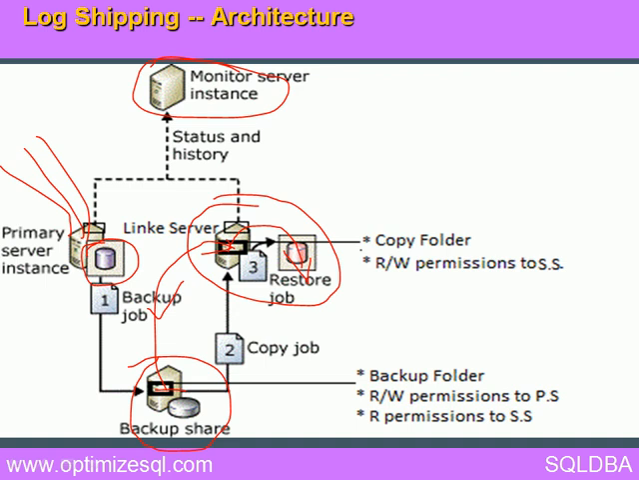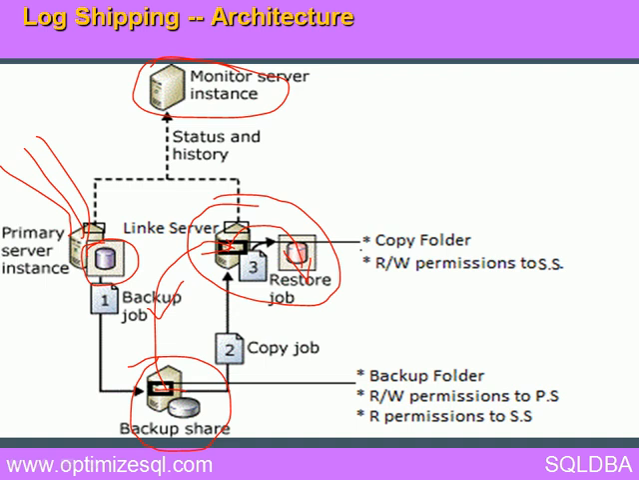To configure log shipping we need two folders. One is for backups, one is for copy. The backup folder is on the backup server, or on the primary server itself if you are not using a backup server. The copy folder is on the secondary server.